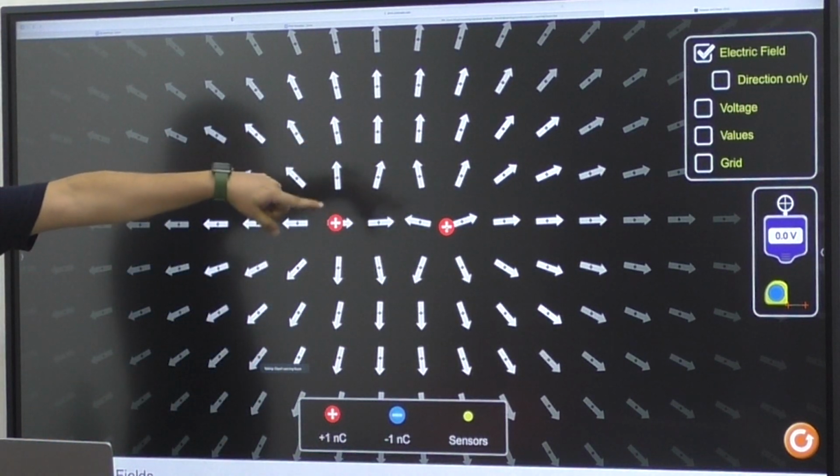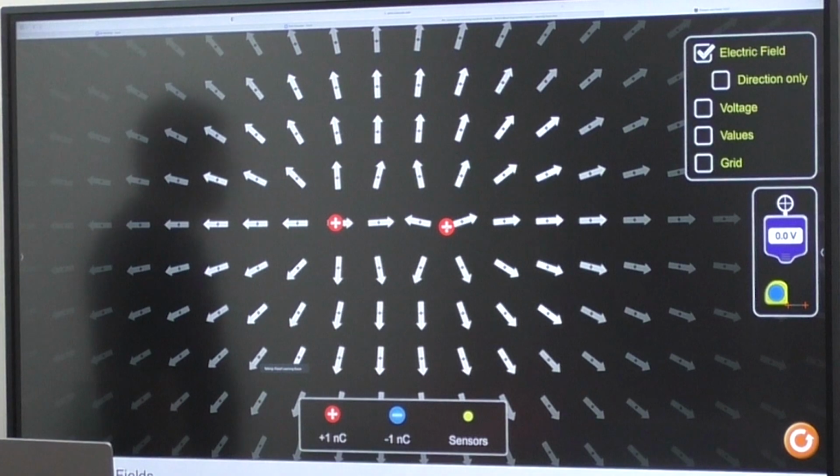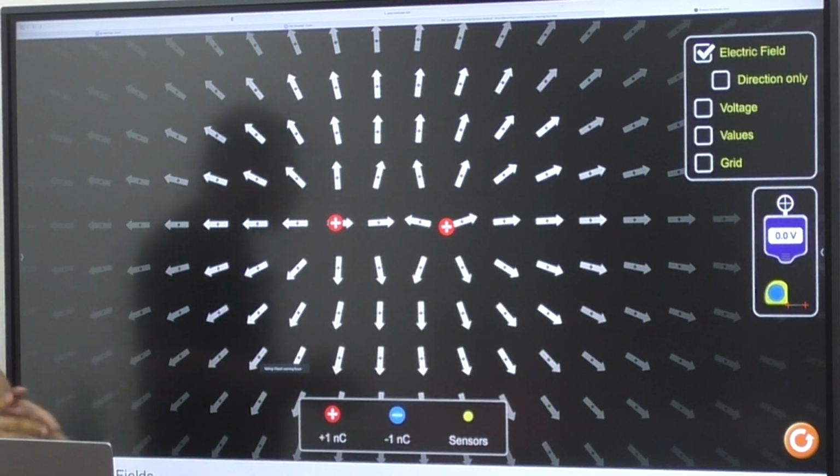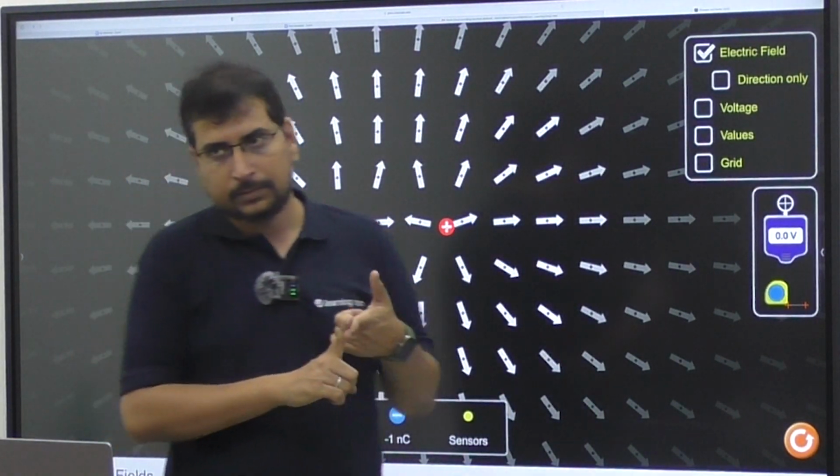About voltage, using the same logic, I'll show you in the next chapter, because potential comes in the electrostatic potential chapter. Here it's only about fields. Next class we'll start with the properties.